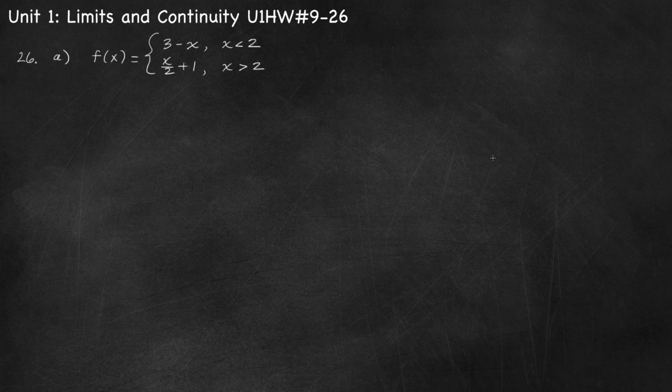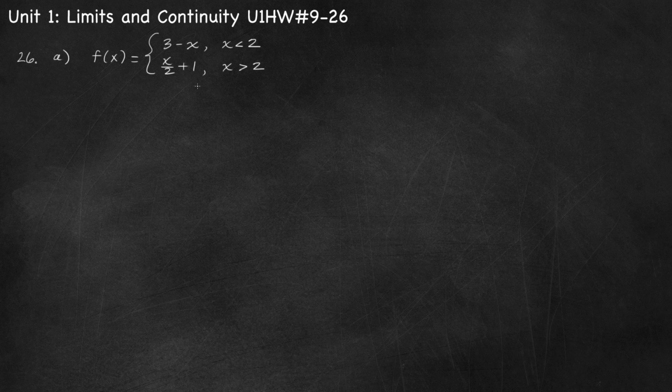3 minus x is continuous everywhere on its domain. So to find the limit as x approaches a specific value of 3 minus x, we just substitute the value in and compute the limit. So that limit is going to exist everywhere on its domain, and for this piecewise function, that's when x is less than 2. So the limit definitely exists when x is less than 2.